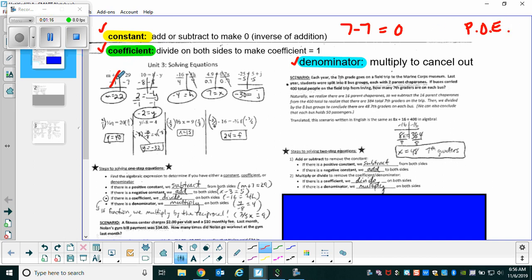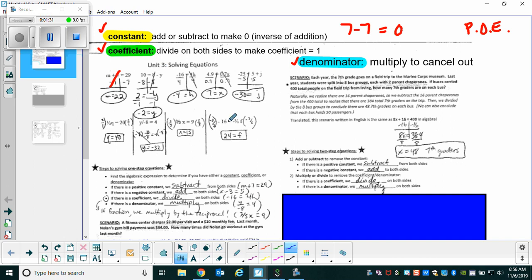And so on this side, it'll be m plus 0, and we don't have to write the 0 because of the identity property. And so then we just have 29 minus 7, and we get 22. So this is just a nice, easy one-step equation where you just have to subtract to get rid of the constant. Now in the one right next to it, we have 8 subtract y.